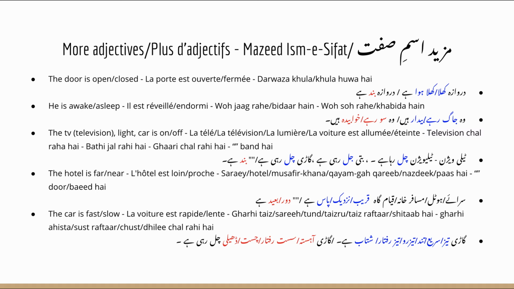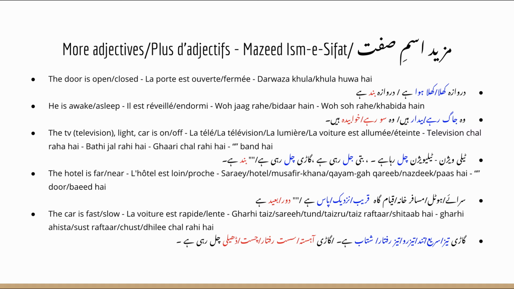Television चल रहा है. It's off. Television बंद है. The light's on. बत्ती जल रही है. The light's off. बत्ती बंद है. The car's on. गाड़ी चल रही है. The car's off. गाड़ी बंद है. So, in this sentence, band is used for off or closed, but for on it's different.